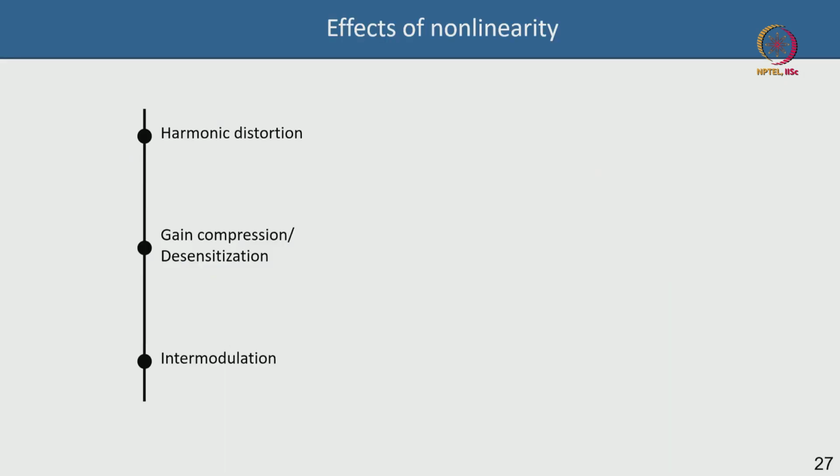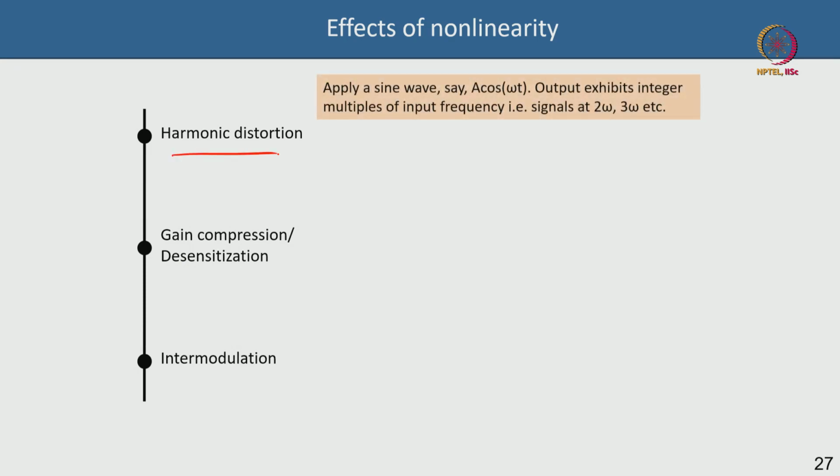We will come to all of this again, but what are the different effects of non-linearity? How do we suffer if we have significant non-linearity in a device? The first thing is that you have harmonic distortion. What it means is that if you have a single frequency of say omega, you are going to get signals at 2 omega, 3 omega, etc. Now if you are using a power amplifier, you are going to transmit signal in that, because the power amplifier comes in the transmitter chain.